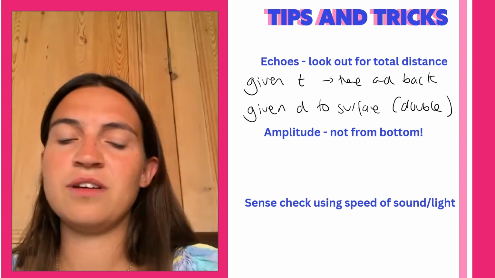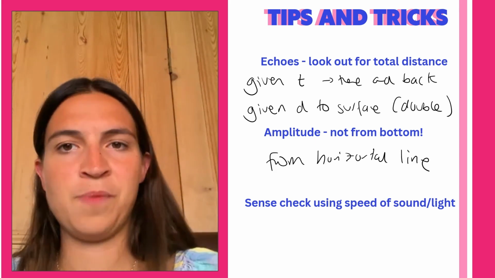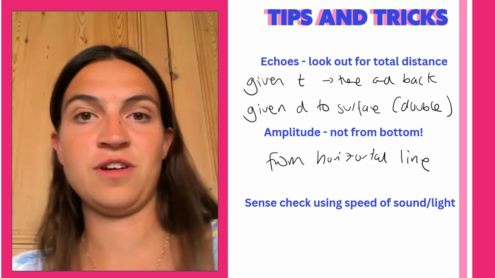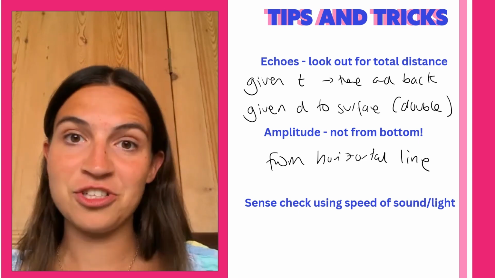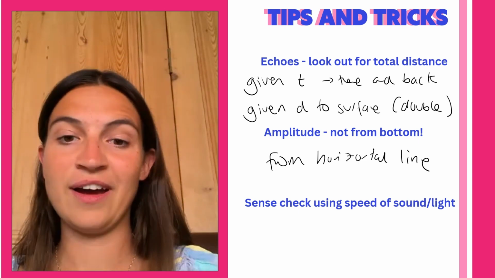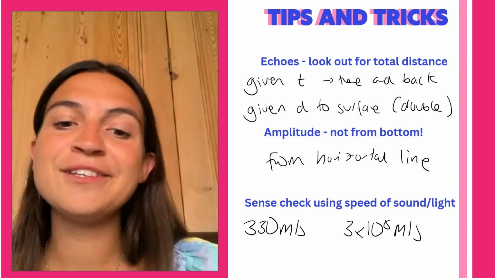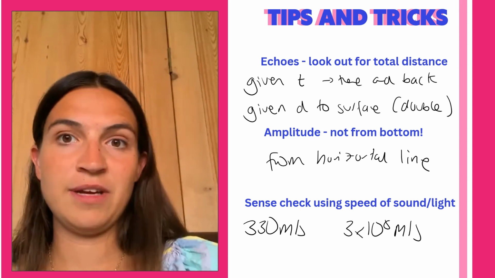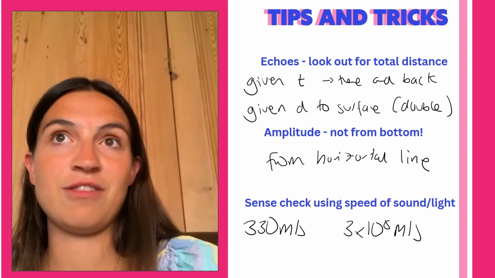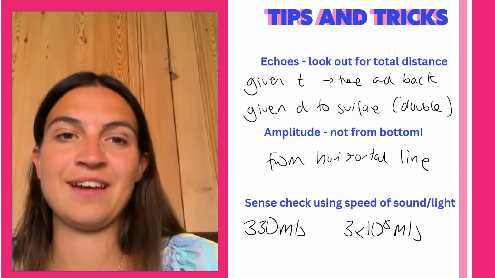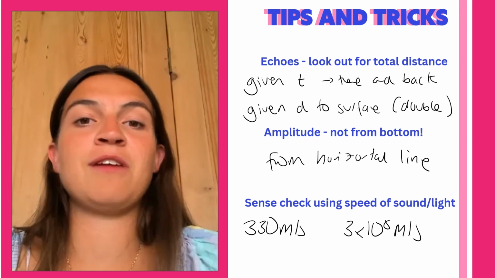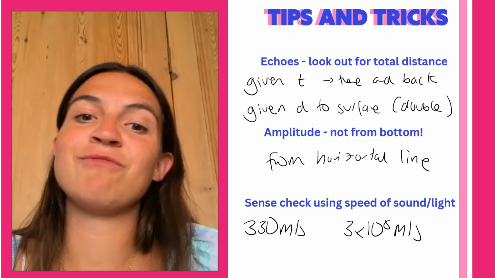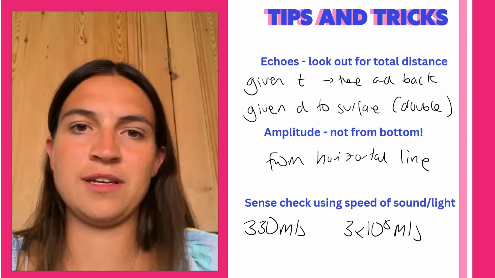Amplitude: it's not from the bottom of the wave to the top of the wave. That's just the most classic mistake that students can make for amplitude. Make sure it's from that horizontal line. And use a sense check. The speed of sound is roughly 330 meters per second, and the speed of light is 3 times 10 to the 8 meters per second. So if you're supposed to be working out the speed of a sound wave and it is wildly different from that in air, then recheck your calculations. You've probably done something wrong.